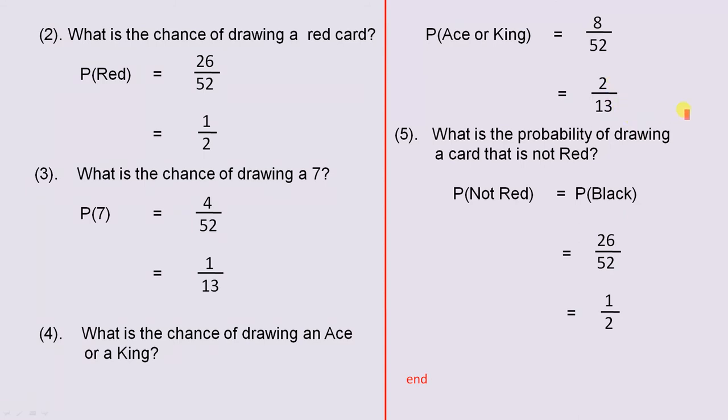And what is the probability of drawing a card that is not red? Now, if the card is not red, the probability that it is not red means the probability that it is black. There are 26 black cards because there are 13 spades and 13 clubs out of a total of 52 cards. So the probability of drawing a card that is not red is 26 over 52, which is a half, so it's 1 chance in 2.